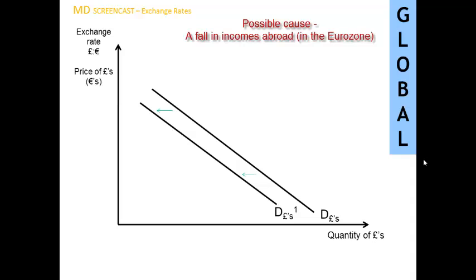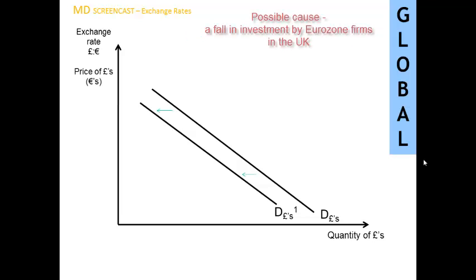Also, falling incomes abroad is likely to lead to a reduction in foreign households, firms and governments wishing to buy UK exports. There will be a fall in demand for UK currency because less would be required to acquire UK products. Also, foreign firms reducing their levels of foreign direct investment in the UK would reduce the demand for UK pounds. Fewer pounds would be required to buy UK-based assets.